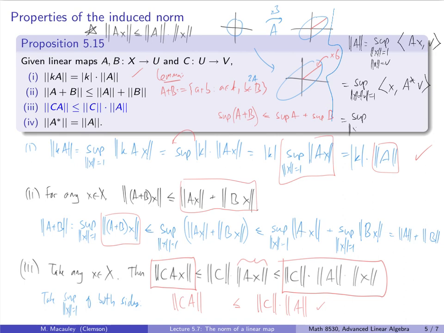And now since this is symmetric, it's the same supremum over all unit vectors. But I can write this as the inner product of A star v and x. And it doesn't matter that this is x and this is v, and now they've reversed. So by symmetry, I'm doing this over all unit vectors x and v, and this is the definition of the norm of that map A star. Okay, so that proves part 4, and that's the end of the proposition.